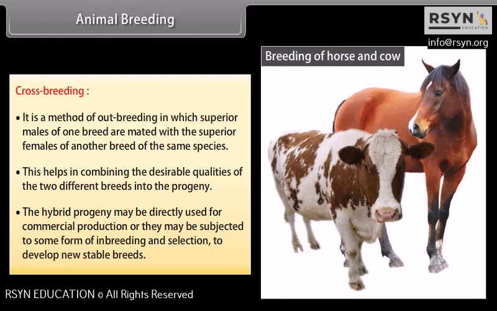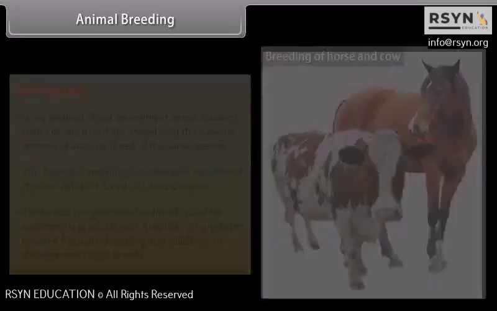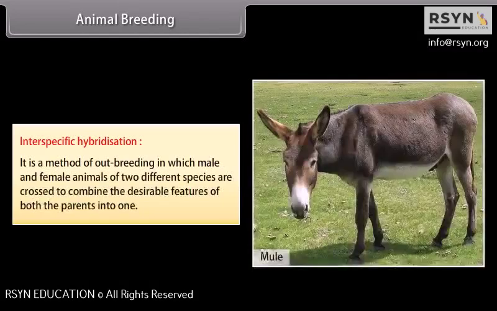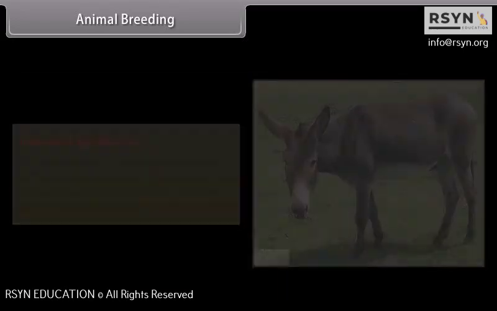One example of crossbreeding is Hisardale, a new breed of sheep developed by crossing Bikaneri Eves and Merino Rams. Interspecific hybridization. It is a method of outbreeding in which male and female animals of two different species are crossed to combine the desirable features of both the parents into one. For example, mule is produced by a cross between a male donkey and female horse.